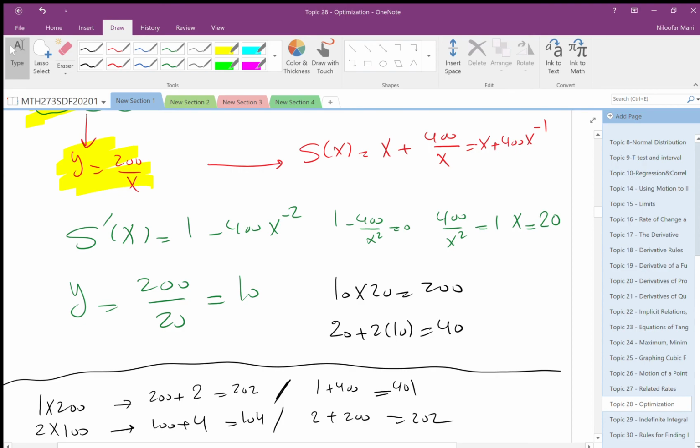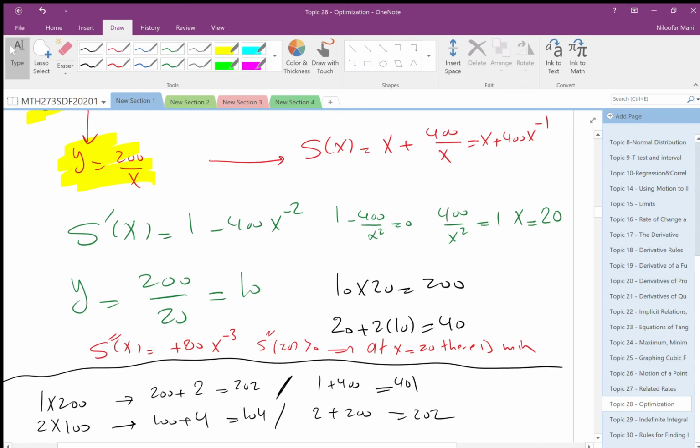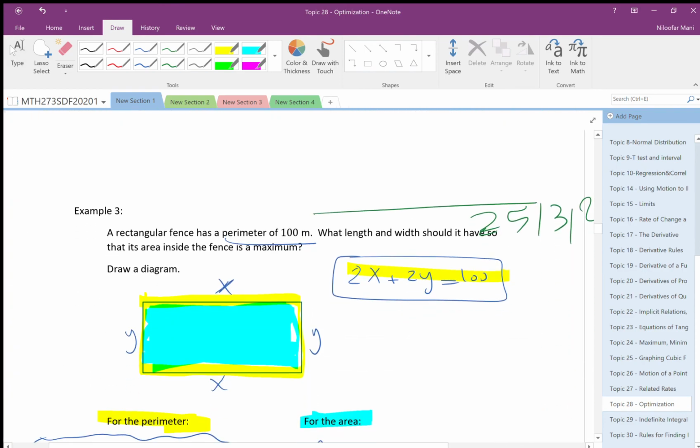What is the second derivative? The second derivative is 800 x to the power minus 3. When I substitute, I see the second derivative at 20 is positive. So therefore, I have a minimum for sure at x equal 20, because the second derivative is positive. Okay? And then I found the answer.